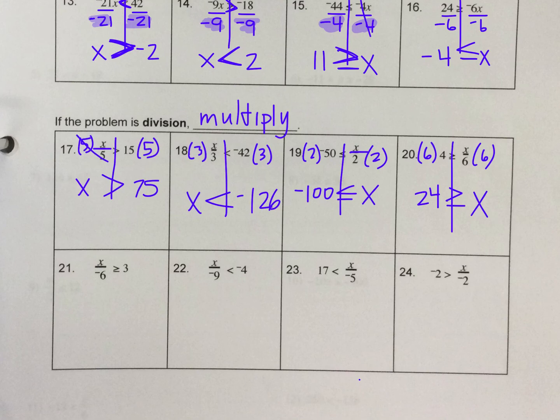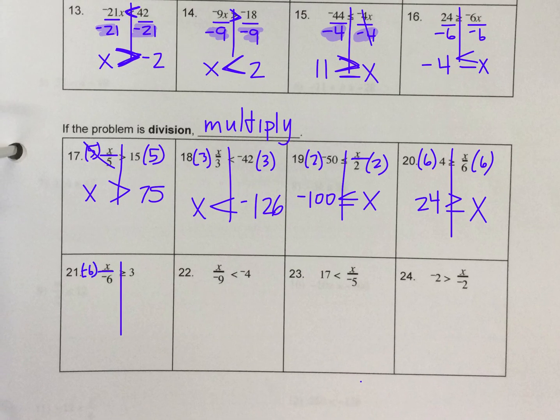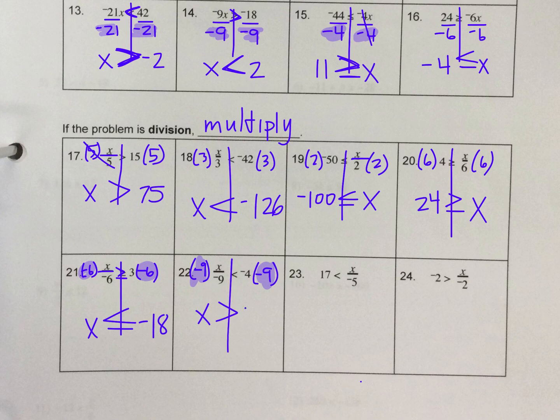All right. Now this time I'm dividing, so I have to multiply, but he's a -6. And whenever we move a negative, what do we have to do? We have to flip our sign. X less than or equal to -18. Because he started out greater than or equal to, so I had to flip him over. I'm multiplying -9 this time. X is left on this side. I moved a negative, so I got to flip my sign. That guy was negative. -4 times -9 is a 36.